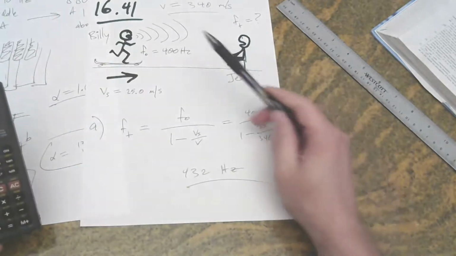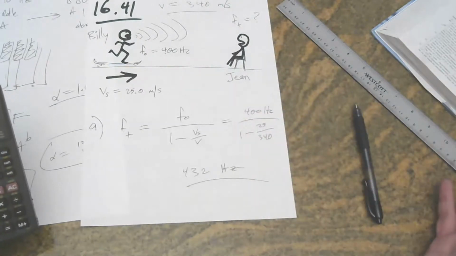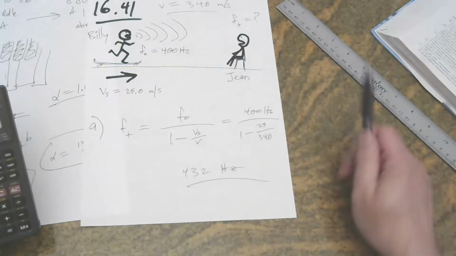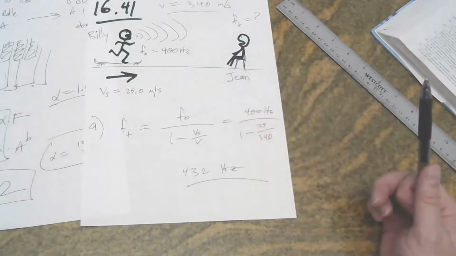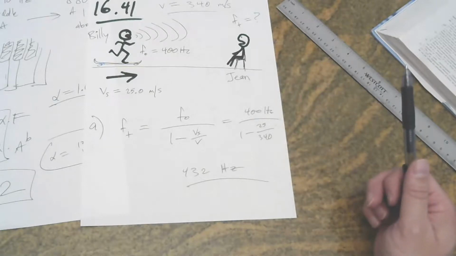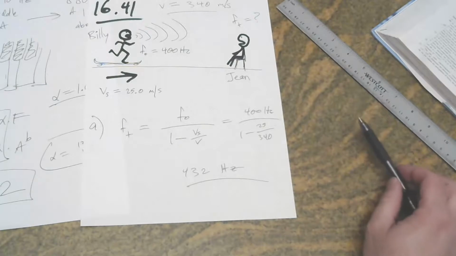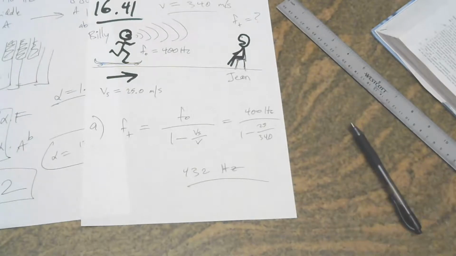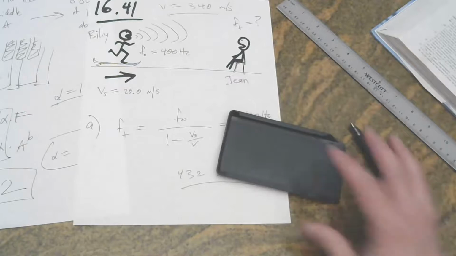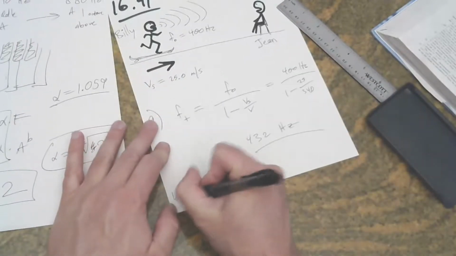Somebody playing or singing a very typical note in the middle of the scale, somewhat in the middle of the human voice. If they're moving at 50, 60 miles per hour, the person listening would hear that tone half a semitone higher, as they call it in music. Cool. Now this problem really isn't difficult because you only have to use the formula once. I guess we should do part B now.